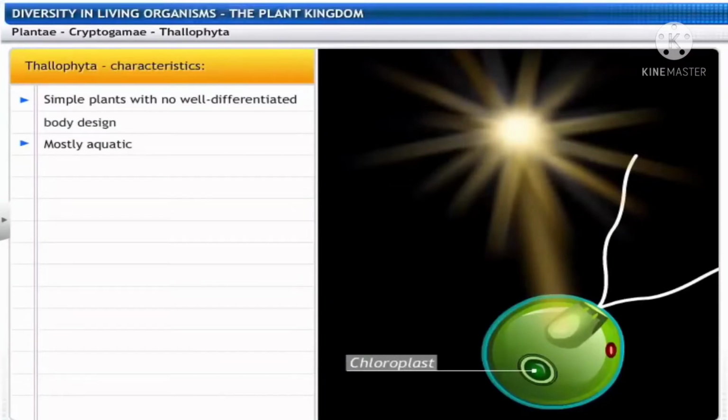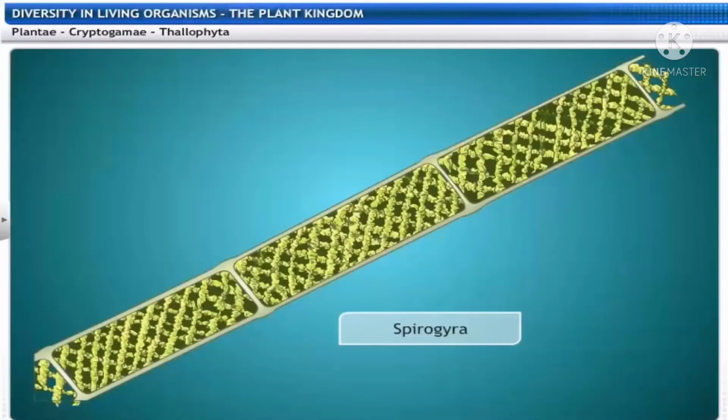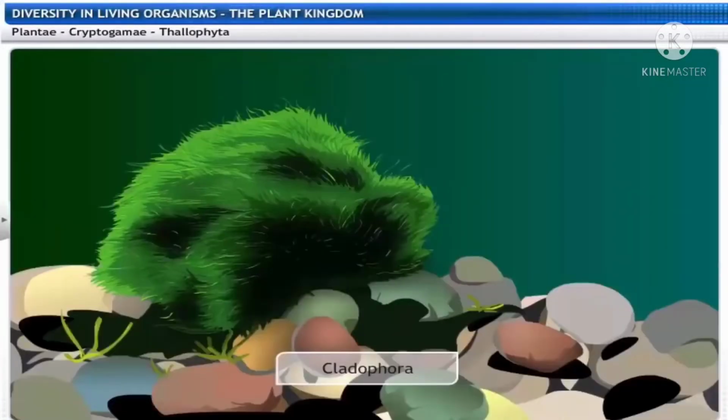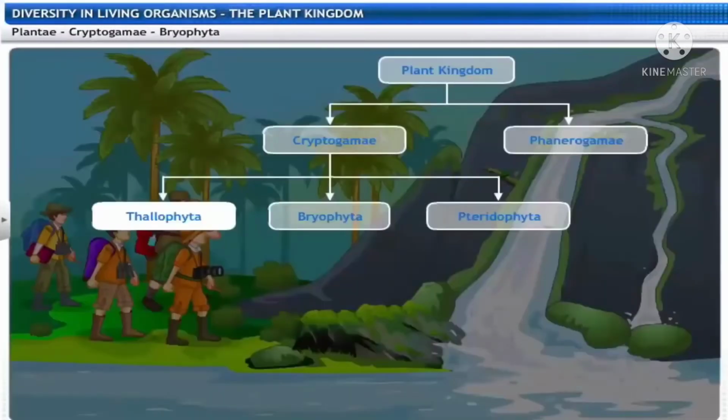Algae belong to the group Thallophyta. Chlamydomonas, Spirogyra, Ulothrix, Cladophora, and Chara are all examples of algae that are included in Thallophyta. Let's move on to the next group.